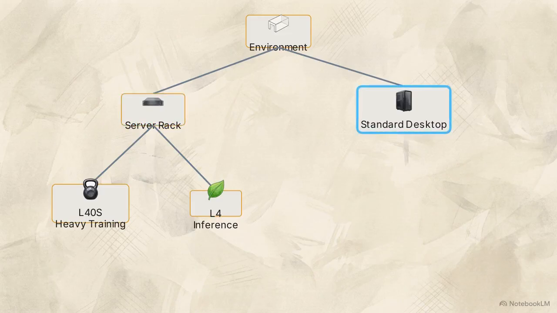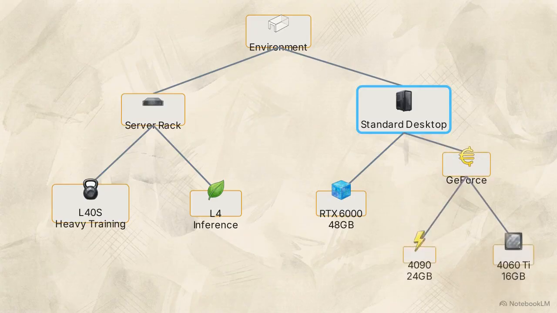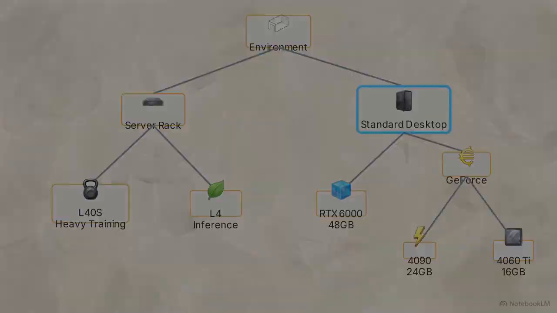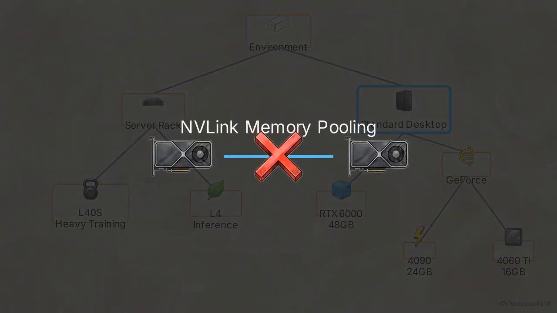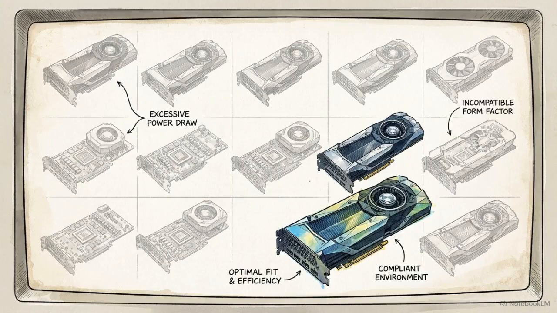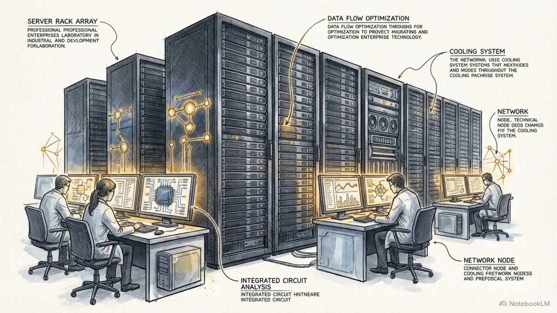If you are using a standard desktop, you must filter by budget and memory requirements. Professional users requiring 48 gigabytes of memory need the Workstation RTX 6000. Consumer budgets capped at 24 or 16 gigabytes land on the GeForce 4090 or 4060 Ti. Notice how your physical environment and cooling setup effectively eliminate 2/3 of the hardware options before you even look at the compute speeds.